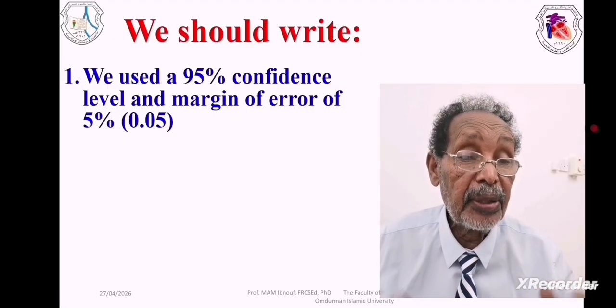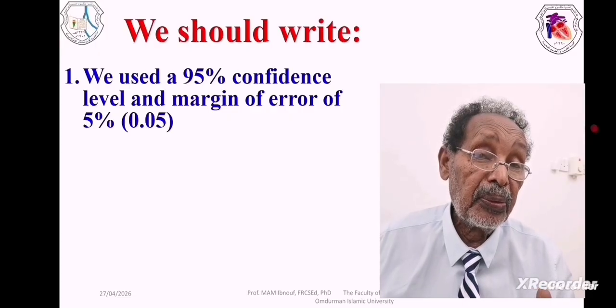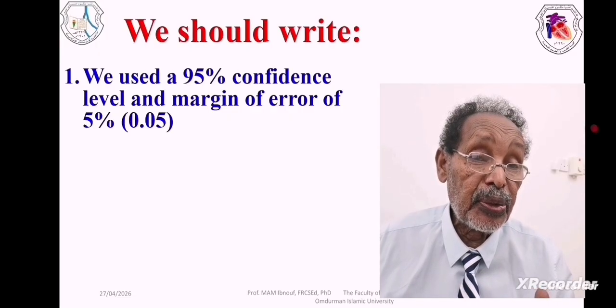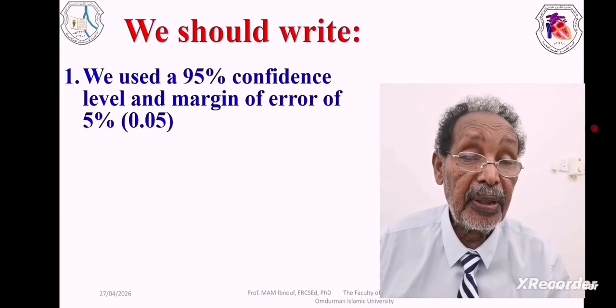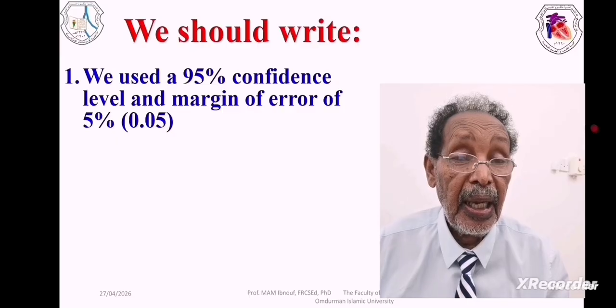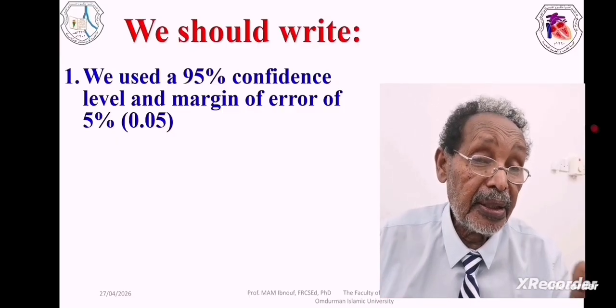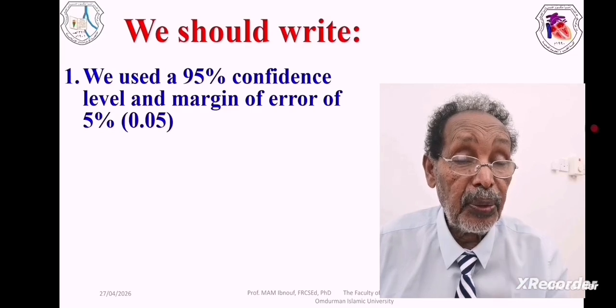From where we get this? Because we have used 1.96 z-value. That means it is used for 95% confidence level. We should write, we use 95% confidence level and a margin of error of 5%, that is 0.05. And we got this number.